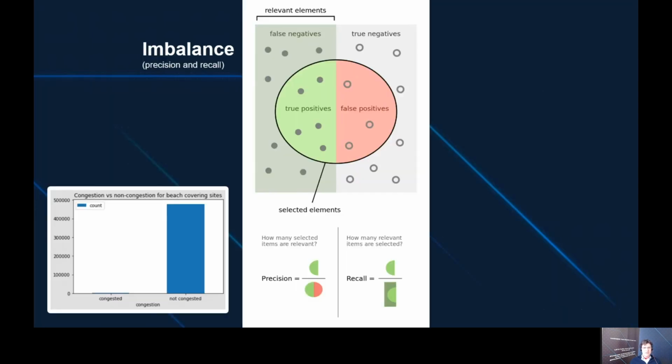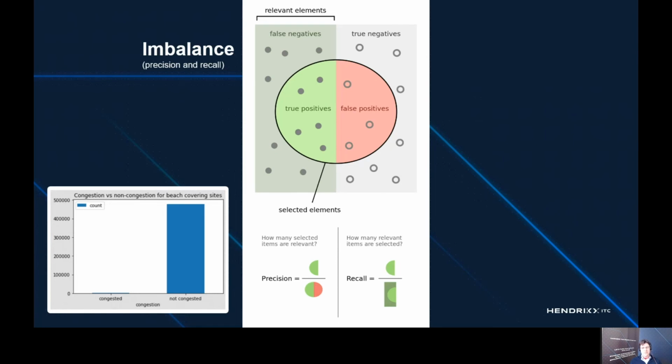So you have to look at different measures than accuracy. And the two measures you have to look at with imbalanced data sets are precision and recall. Precision is a measure for how many predicted congestion situations were correct. And recall is how many congestion cases were predicted correctly.